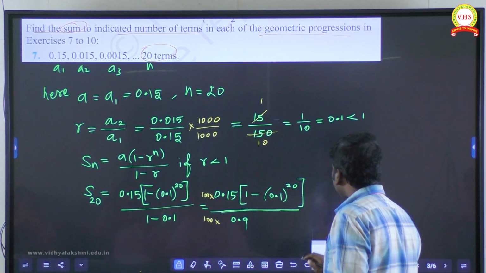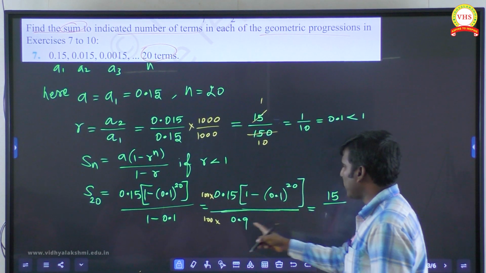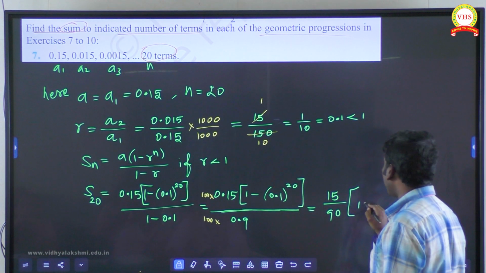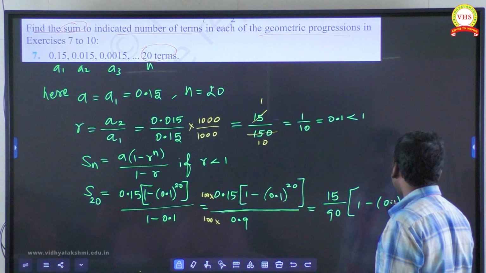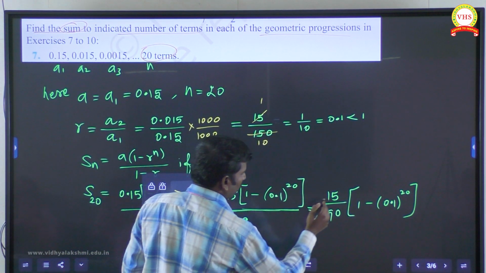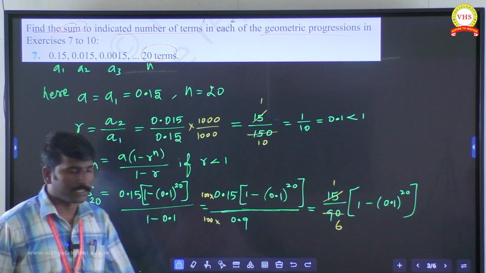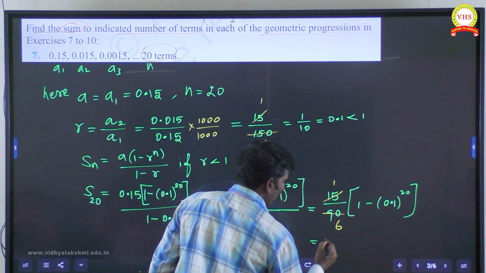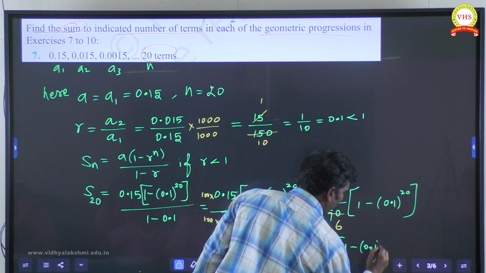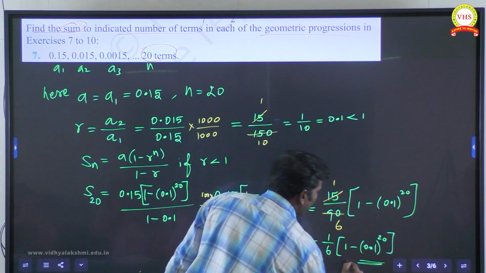Right? Shall we? So what I'm getting here, when I multiply here, it will be 15 divided by here 90. Am I right? 90. And (1 minus 0.1) whole power 20. Cancel this, what am I getting? After I cancel, 15s are how many times? 6 15s are 90. Okay. Then my final answer: 1 divided by 6 into (1 minus 0.1) whole power 20. That's it. This is my required answer.